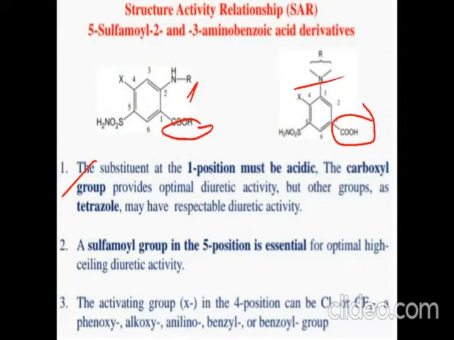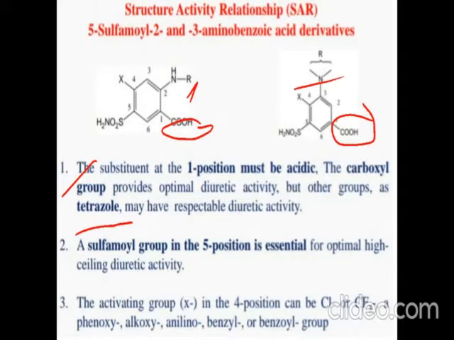optimum diuretic activity. If we remove this COOH group, it will decrease the activity. But sometimes other groups such as tetrazole may also show respectable diuretic activity, so they can show some kind of diuretic activity.